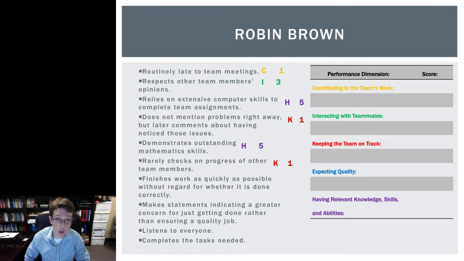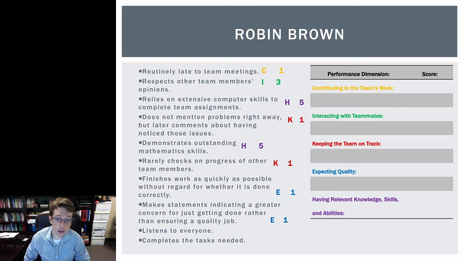And for the next behavior, finishes work as quickly as possible without regard for whether it is done correctly, which category would this fall under? All right, so this would be expecting quality. And if we think of this in terms of high, medium, or low performance, low performance. And then makes statements indicating a greater concern for just getting done rather than ensuring a quality job. Which category does this reflect? All right, so this would be expecting quality. And if we think of this in terms of high, medium, or low performance, low performance.